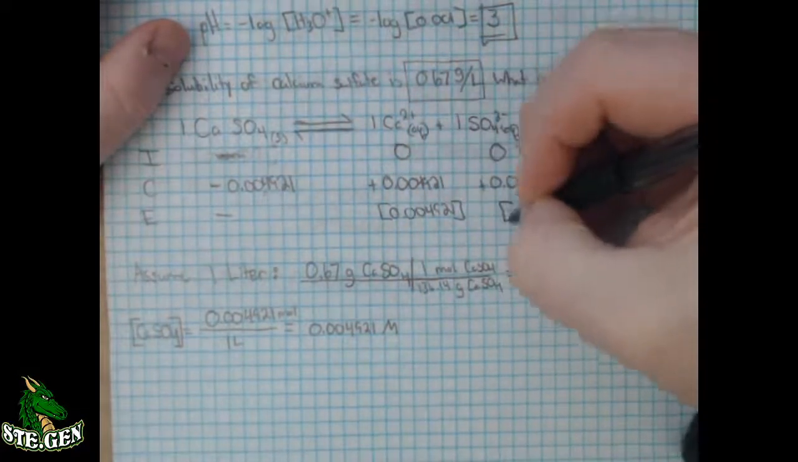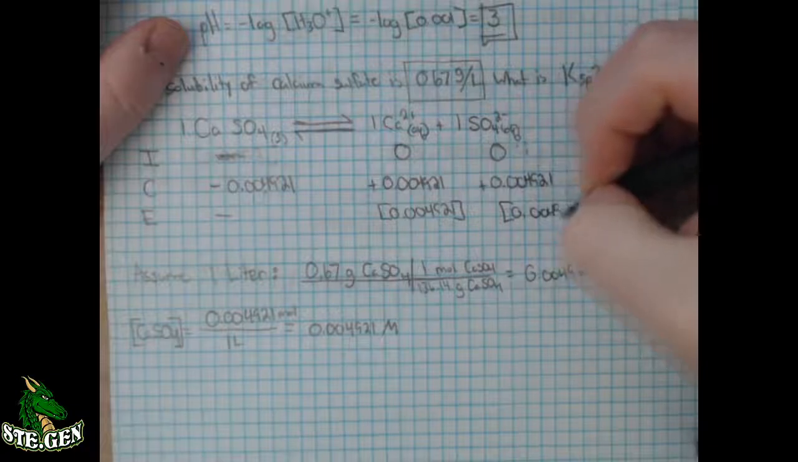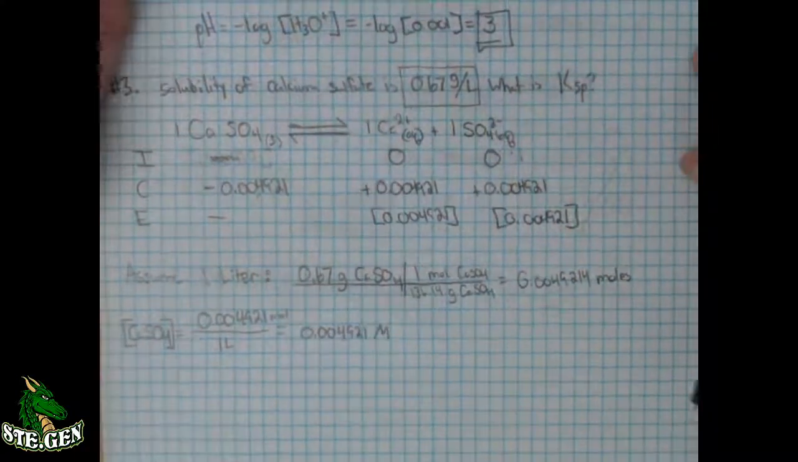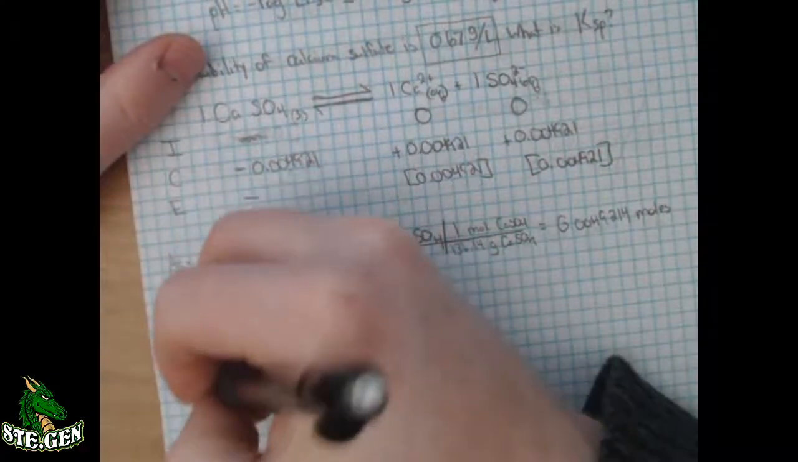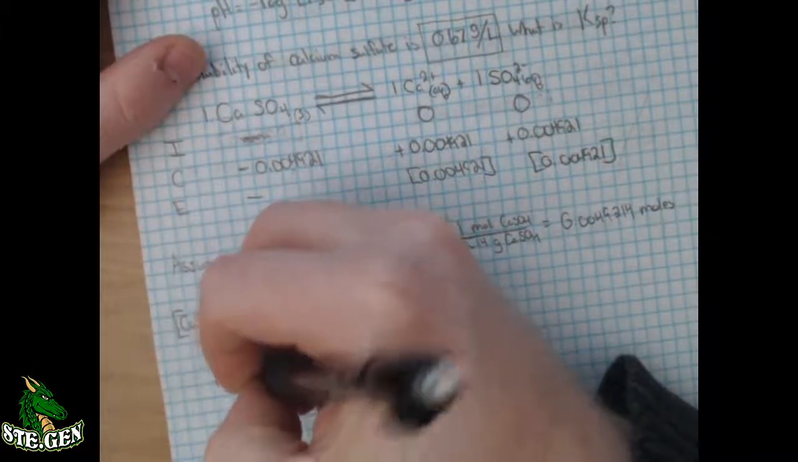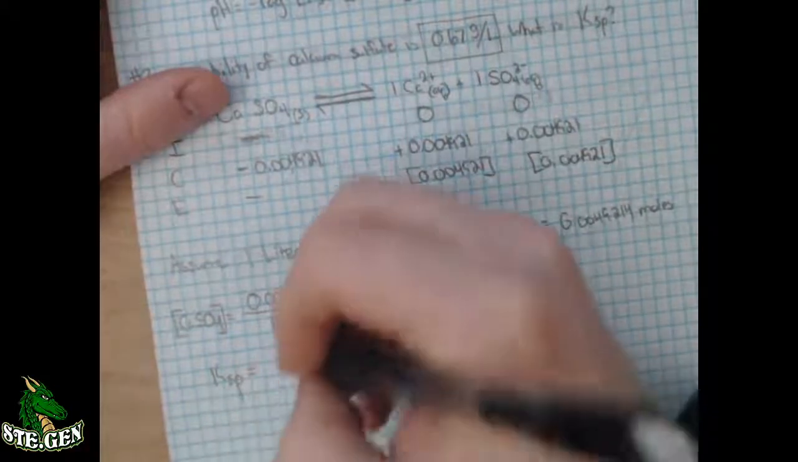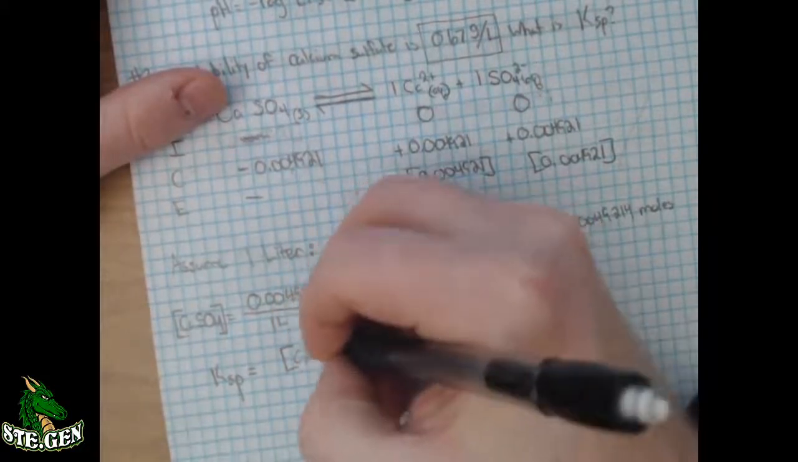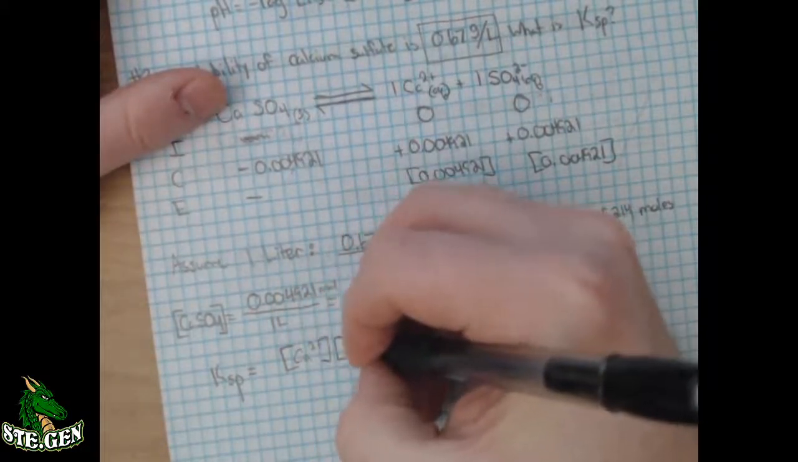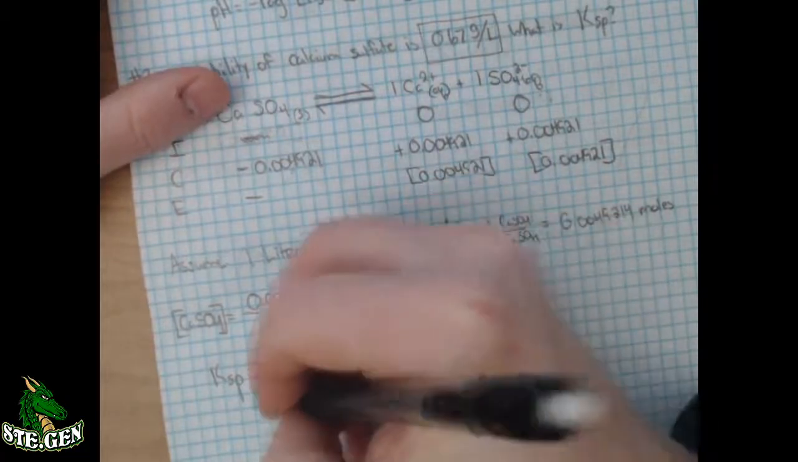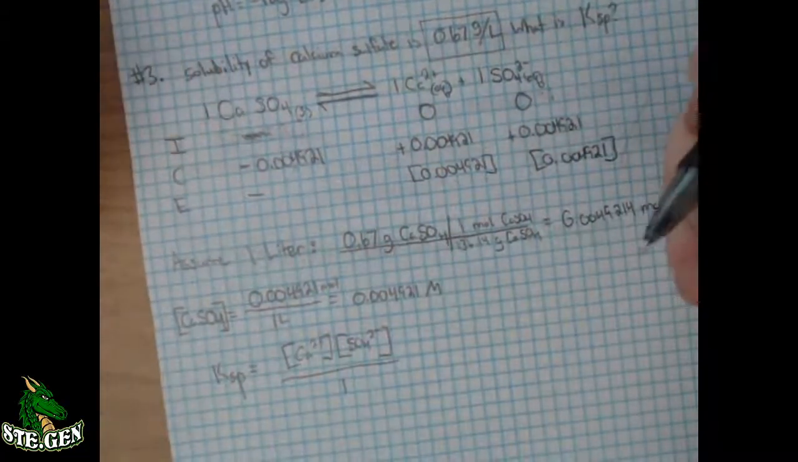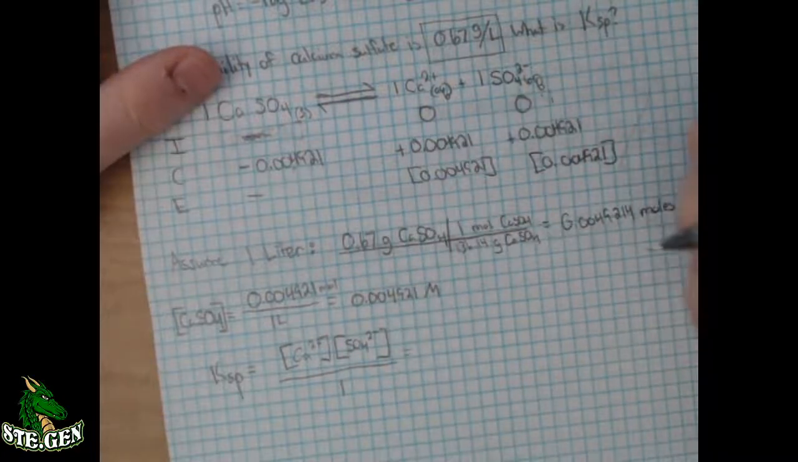0.004921, 0.004921. So for our Keq, or in this case our Ksp, because it's a solid, we ignore the solids, which means the only things we have are our Ca2+ and our SO4 2-, and then on the bottom there is nothing, so it's divided by 1, which is the same thing as there not being anything on the bottom.